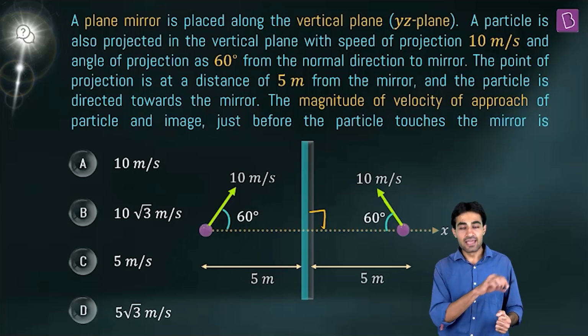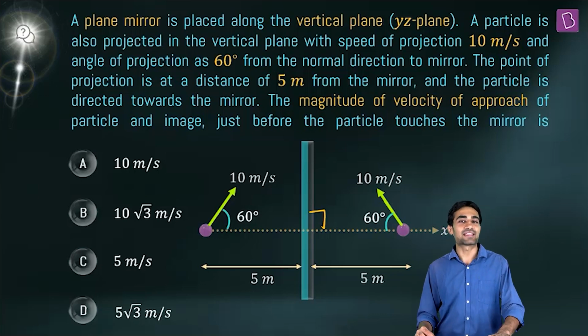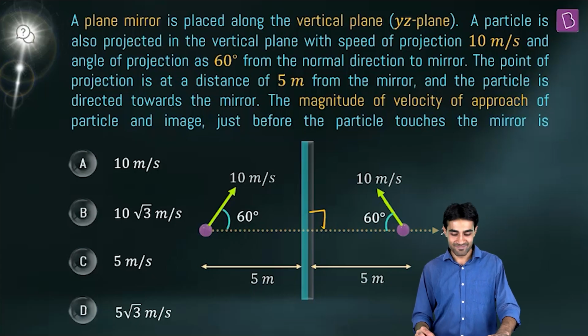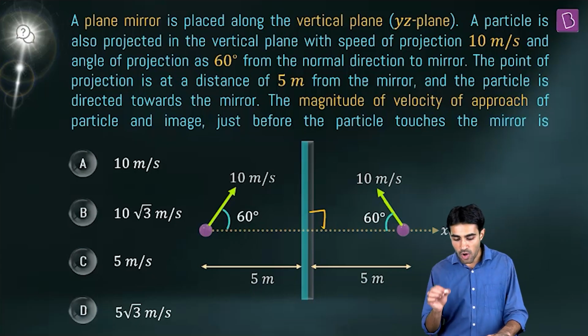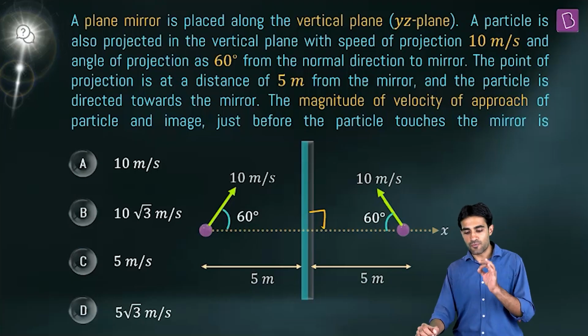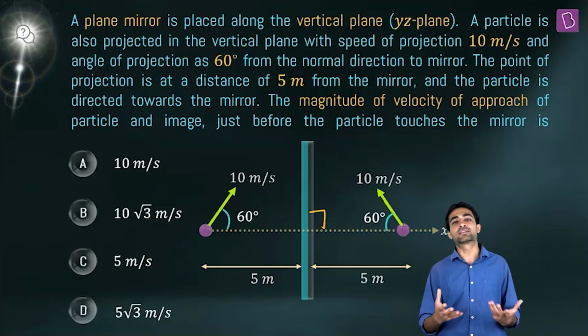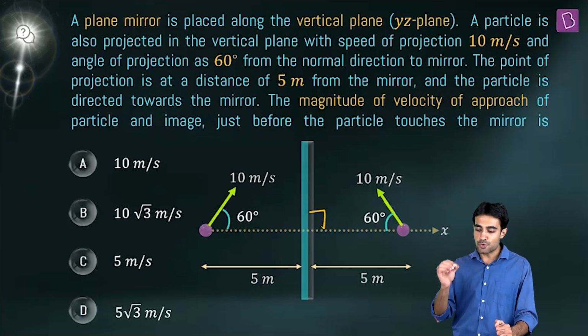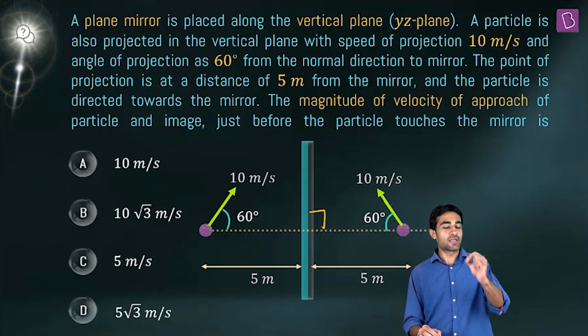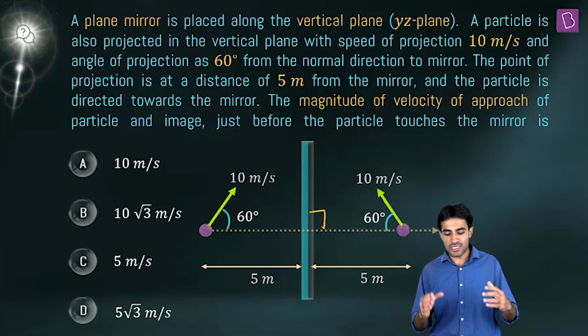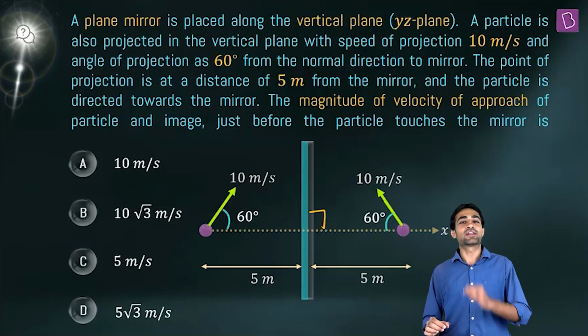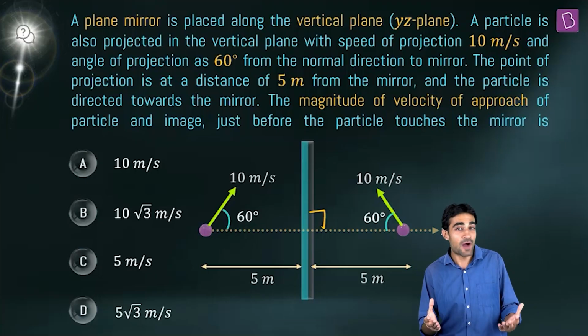And we can see the speed of projection is 10 meter per second given in the question. Amazing. Now the point of projection is at a distance of 5 meter from the mirror. That's nice. And the particle is directed towards the mirror. Good. The magnitude of velocity of approach of the particle and the image just before the particle touches the mirror is? What do we have to find out?